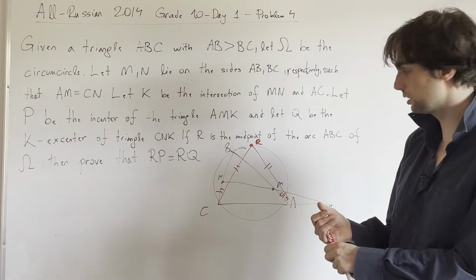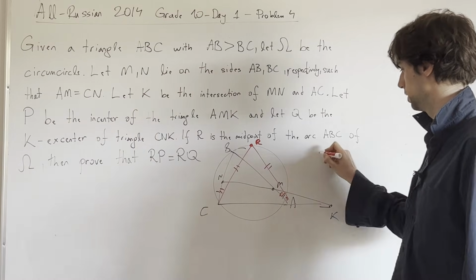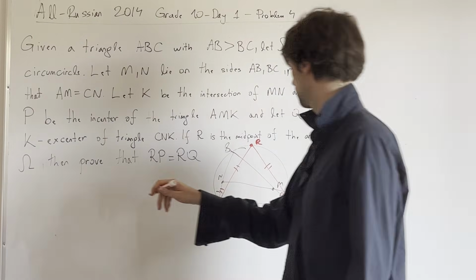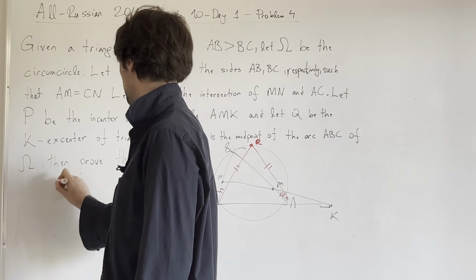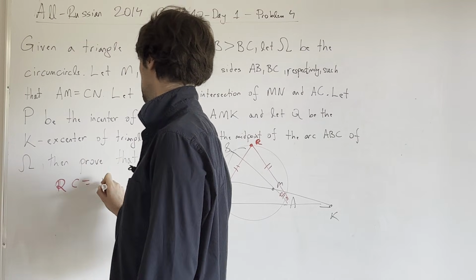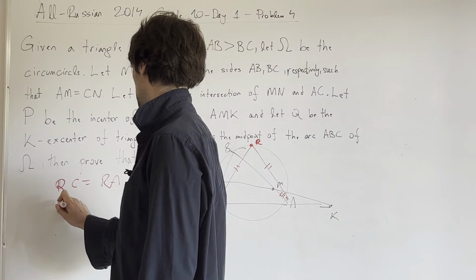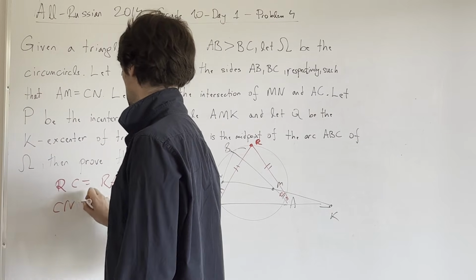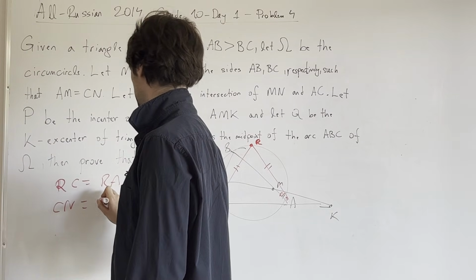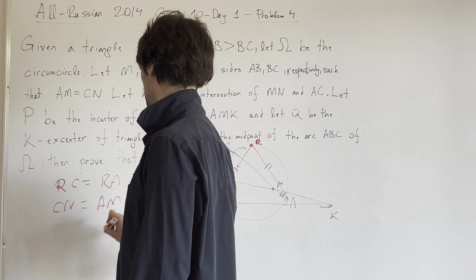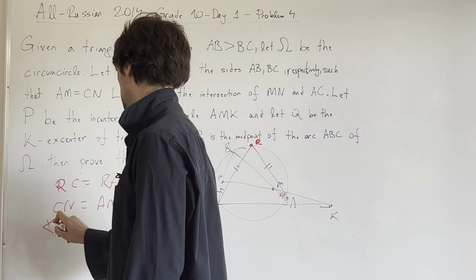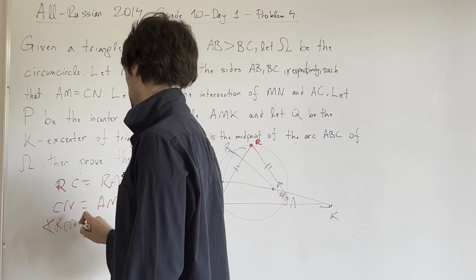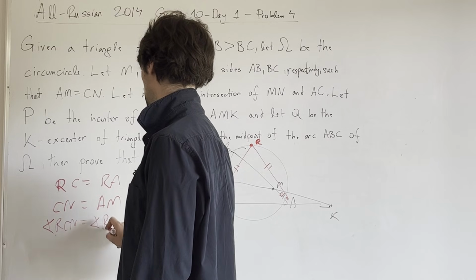So what does this give us? Let me write this down. We're going to have RC equal to RA, CN equal to AM, and the angle RCN equal to the angle RAM.